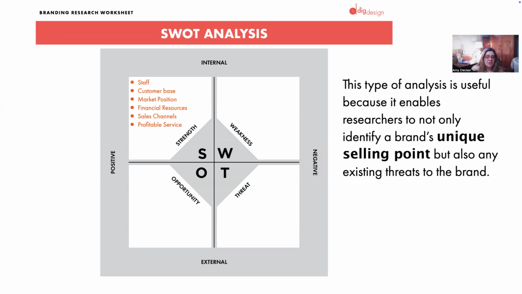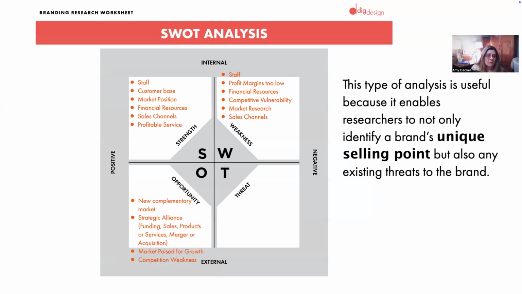So strengths a company could have would be staff, a customer base, market position, financial resources, sales channels, profitable services. We can also look at their weaknesses, and these are more internal. This is the staff. The profit margins are too low, possibly. The financial resources are limited. Competitive vulnerability, the market research, the sales channels. Those can be possible weaknesses.